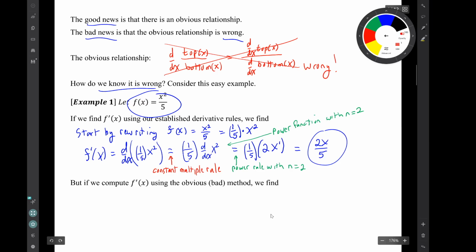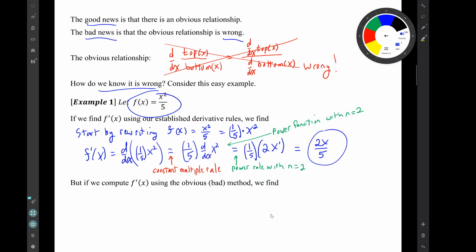The important thing is that we used the constant multiple rule to deal with this 1/5. That's a constant multiple, so it slipped right through the derivative symbol. We took the derivative of x squared just using the power rule with n equals 2. The left side of the power rule has d dx of x squared. The right side of the power rule says 2x to the 1. And we simplify it and we get just the answer 2x over 5.